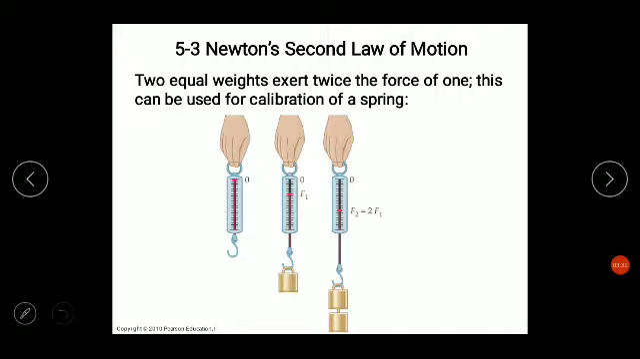So in this figure, you can see a spring balance. The first balance has no weight, so the force applied, of course, is 0. But if you place a weight on the spring balance, of course, it will record a magnitude of the force. As you increase the weights, the force that will be recorded in the spring balance will also be twice as much.